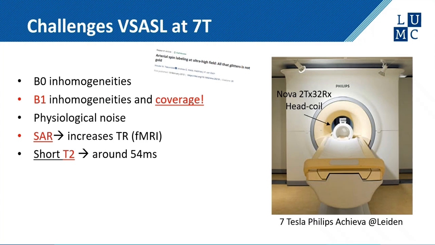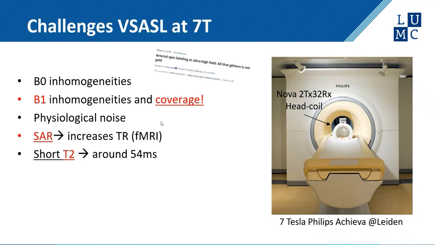So the challenges in general for ASL at 7 Tesla, one of our colleagues wrote a nice review about that already 13 years ago. So at 7 Tesla, there are a lot of B0 inhomogeneities, especially around the ear cavities, and also in the neck, so where normally pCASL is labeled. Second of all, there are a lot of B1 inhomogeneities. So the wavelength of the RF pulses is much smaller at 7 Tesla. So you see these dips in B1 in the temporal lobes.